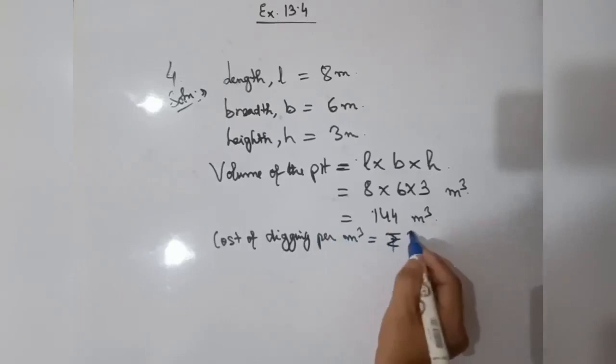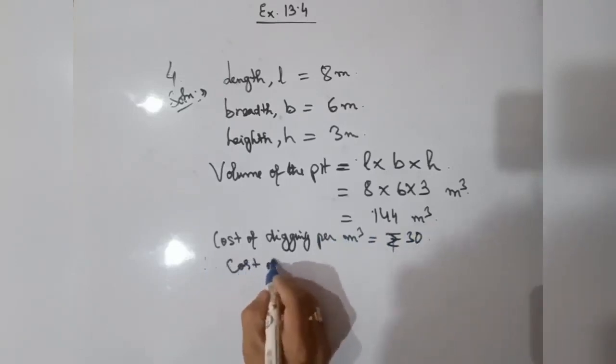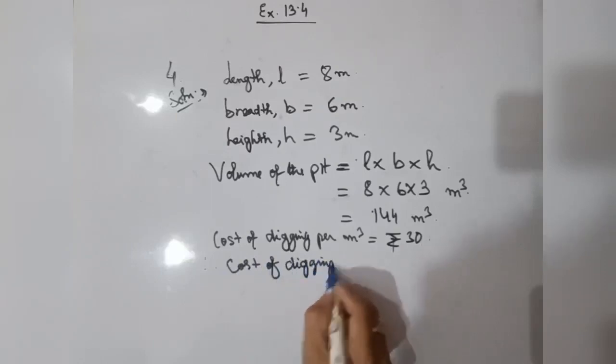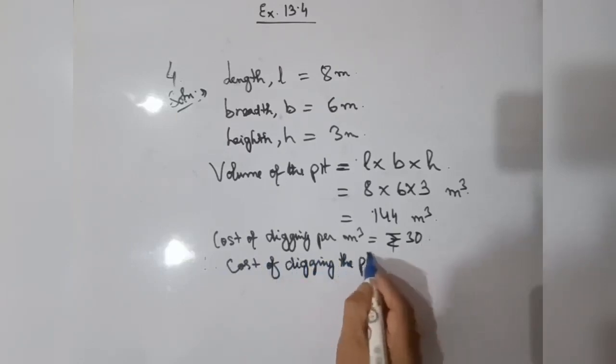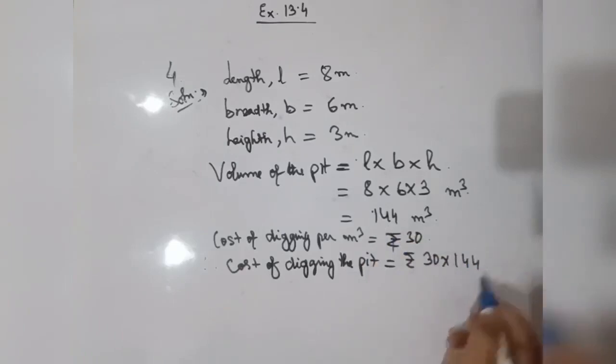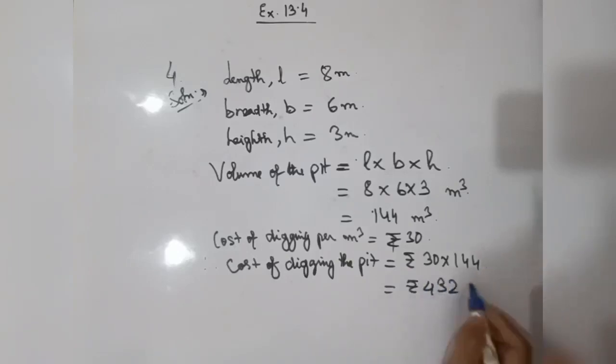₹30. So the total cost of digging the pit will be equal to rupees 30 multiplied by the volume of the pit, that is 144. This will be equal to rupees 4,320. So the total cost of digging the pit is rupees 4,320.